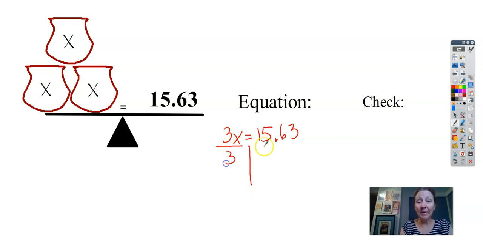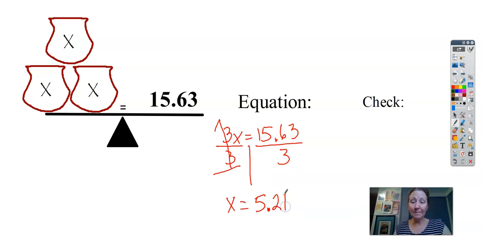So I put my balance scale. I'm showing that I'm dividing both sides of the equation by 3. 3 divided by 3 is 1. That leaves me with x equals, I'm going to do some fancy mental math. 3 goes into 15 5 times. There's my decimal. 3 goes into 6 2 times, and 3 goes into 1 1 time.